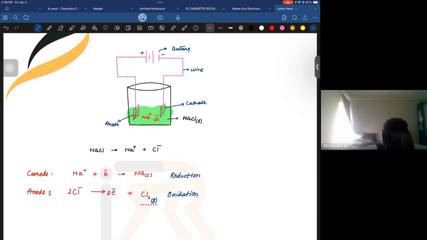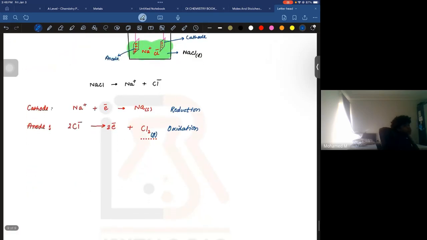Whenever there is a gain of electrons, you are supposed to write the electron on your left hand side, and whenever there is a loss of electrons, you write the electron on your right hand side. So this is the difference. If you have an equation and want to identify whether it is reduction or oxidation, look at the electron. If the electron is on the left hand side, it is reduction, and if the electron is on the right hand side, it is oxidation.